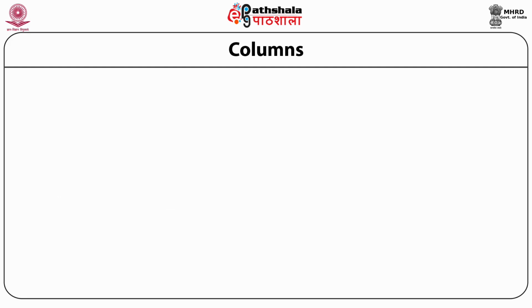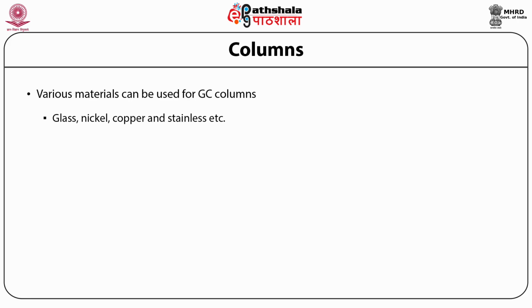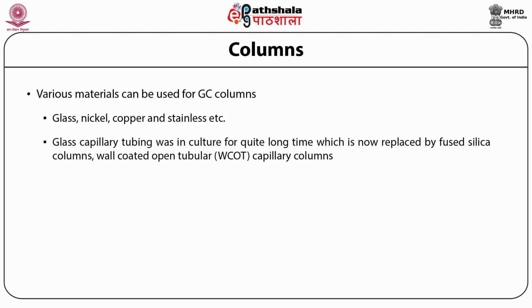In columns, glass has been the ideal choice in gas chromatography for most researchers. However, earlier various other column materials such as nickel, copper, and stainless steel have also been used. Coiled glass capillary tubing was in use for quite a long time, but due to the fragile nature of glass, fused silica columns that are flexible, durable, and chemically inert were later employed in gas chromatography.